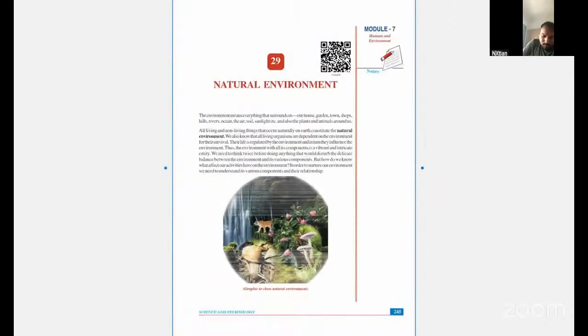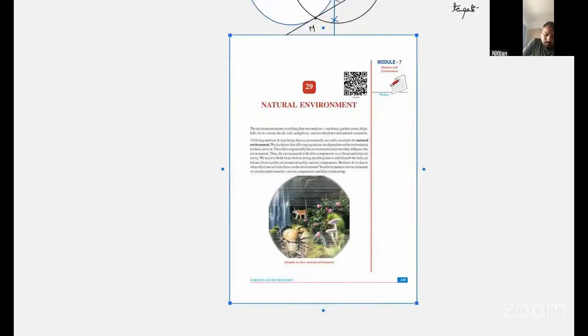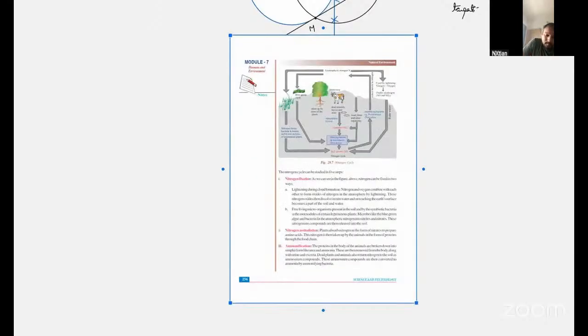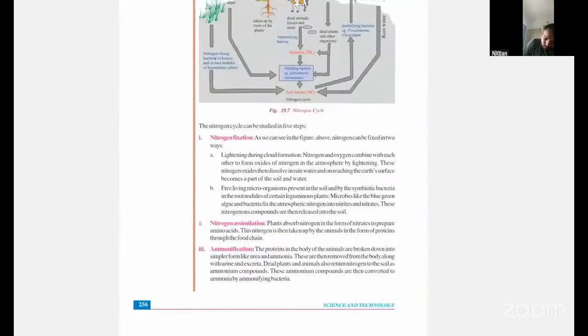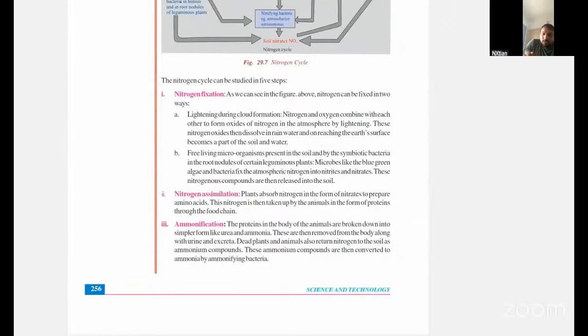Okay, so we were doing this, chapter number 29. So we were learning this thing. We did nitrogen fixation. Now we will read nitrogen assimilation. Nidhi, can you read this nitrogen assimilation?